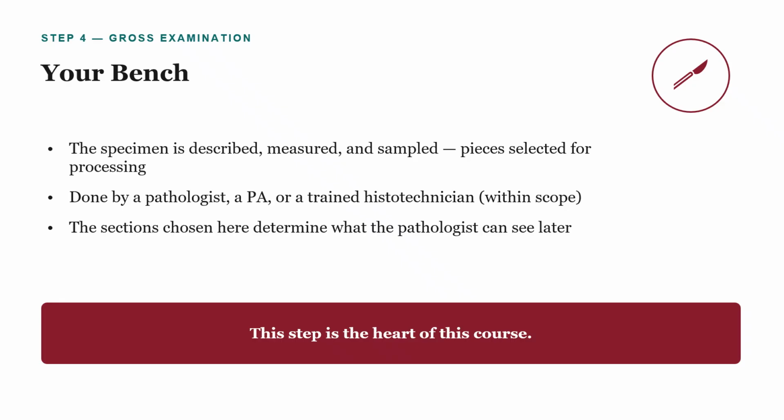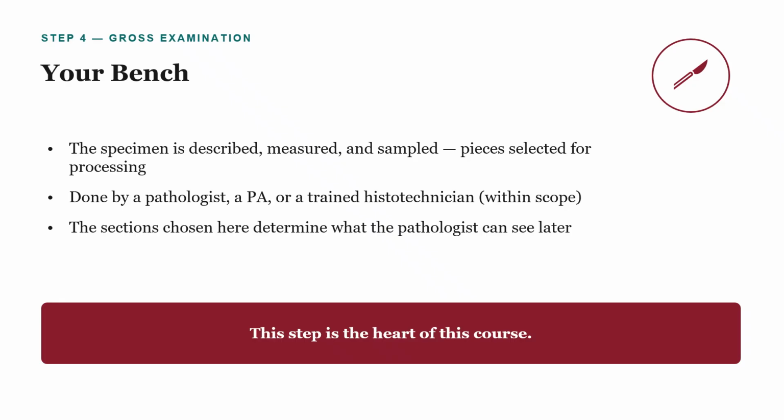Now, we reach the gross examination, the grossing bench, and this is the heart of this entire course. At this step, the specimen is described, measured, and sampled. Sampling means someone decides which pieces of the specimen go forward to become slides. Depending on the specimen and the laboratory, that person may be a pathologist assistant, or a trained histotechnician working within their scope. And defining that scope is a thread that will follow us all term.